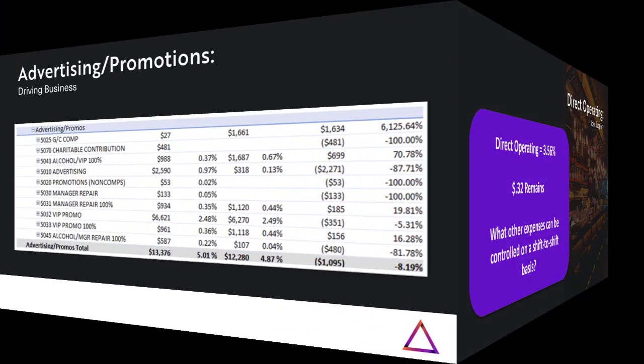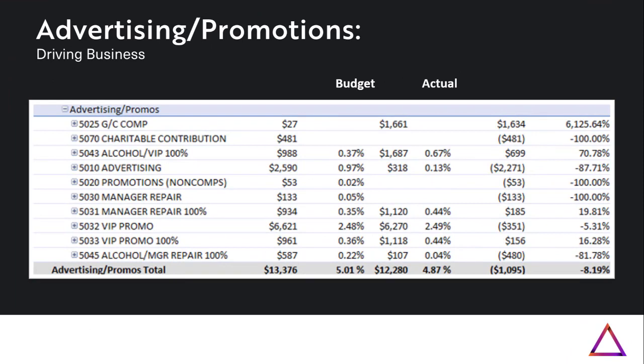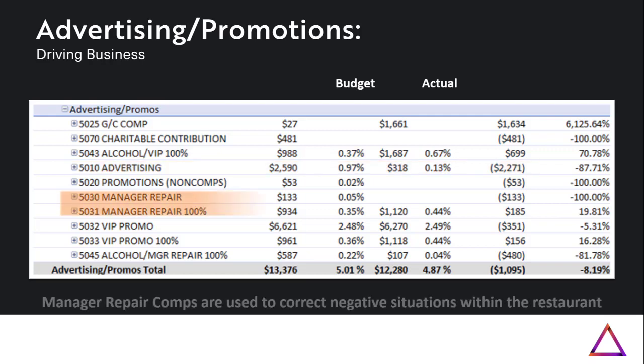There's one more major cost category that operators can still have an impact on, which brings us to advertising and promo expenses. If we go back to how we discussed net sales, you'll remember that the sales at the top of the P&L should include comps and discounts, which means that somewhere we have to account for those expenses. These are accounted for in your advertising and promo expenses.